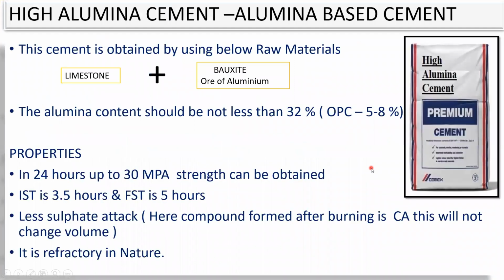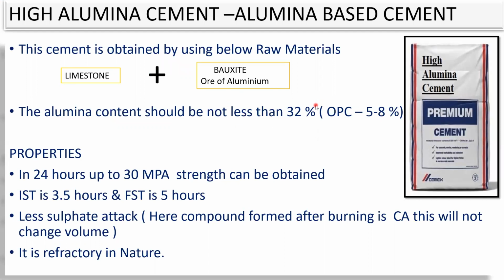So the next cement we have is high alumina cement. This is called alumina based cement. The cements we were discussing were all silica based cements, but here we make use of alumina. This cement is obtained using the below raw materials. Along with the limestone, we add bauxite here. What is bauxite? Bauxite is an ore of aluminium. The alumina content should be not less than 32%, because in the previous case we were restricting the alumina content to 3 to 8%. In ordinary Portland cement it was somewhere close to 5 to 8%, but here it should not be less than 32%.